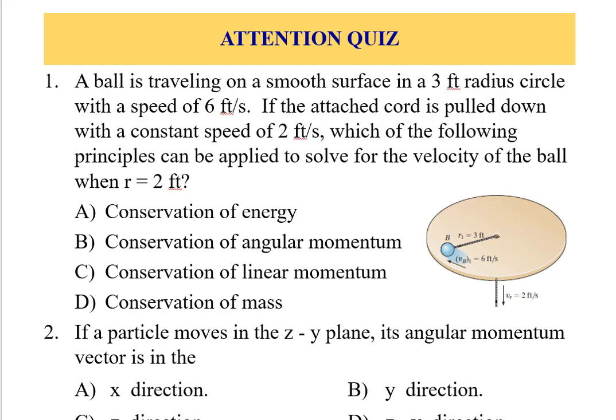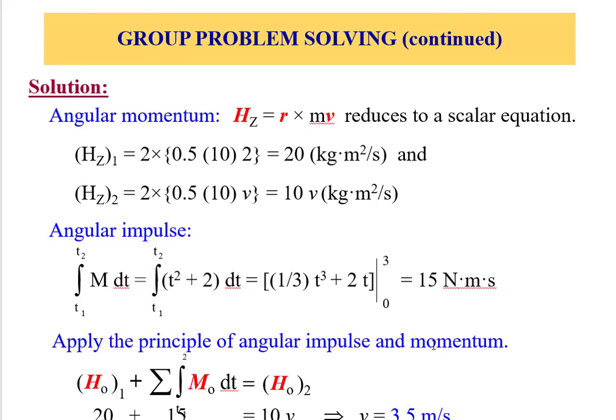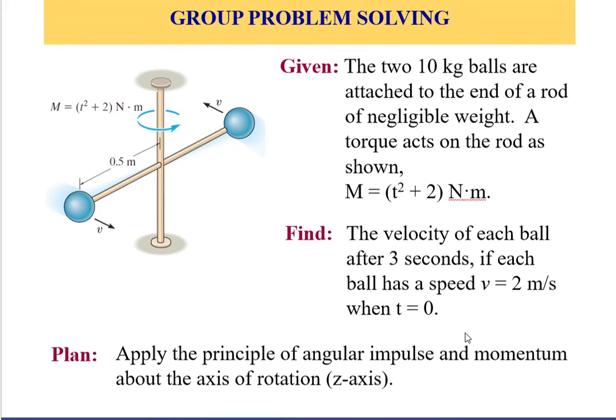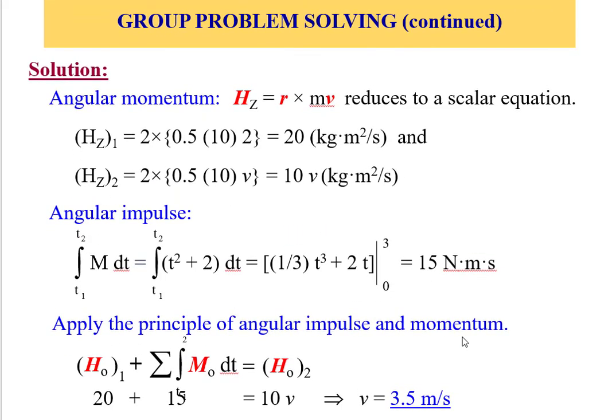With this example, we finish chapter 15. And there's one group problem solving. You can try it at home. It's a simple one. Now, the next topic is a new topic. We move from particle into rigid body: translation, rotation, kinematics, and kinetics. I'll post some assignment, and I will see you next lecture.